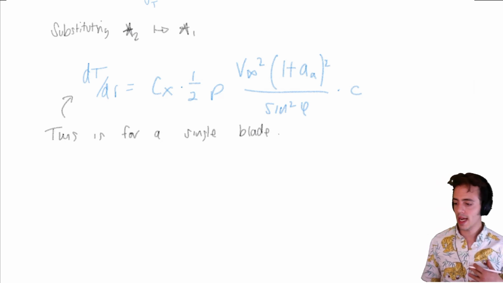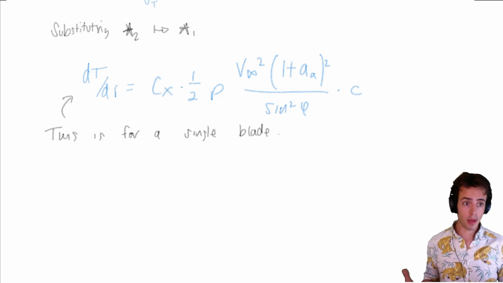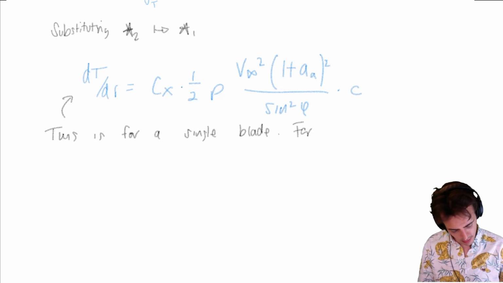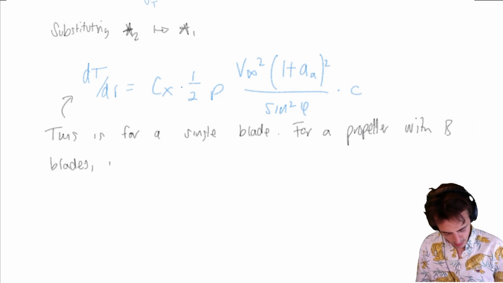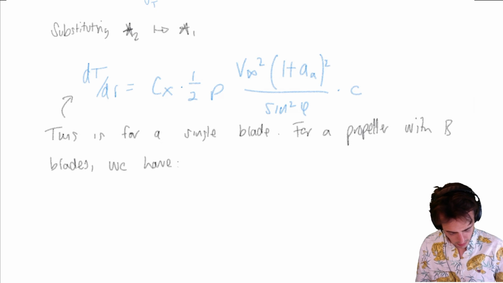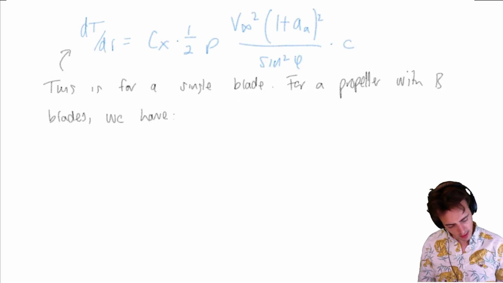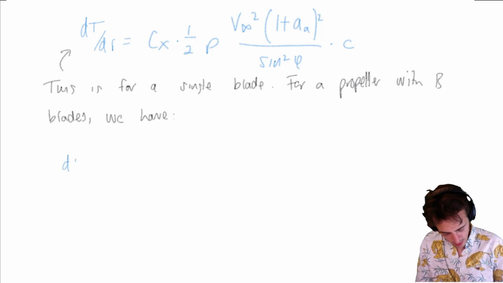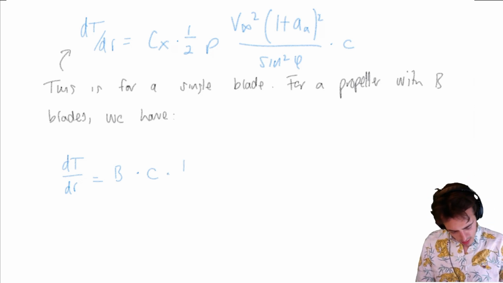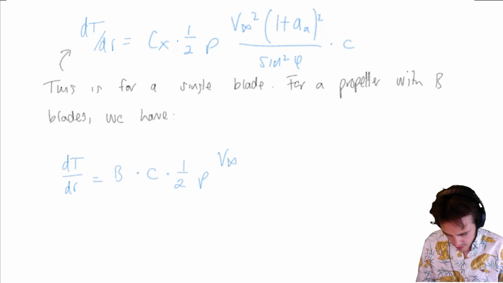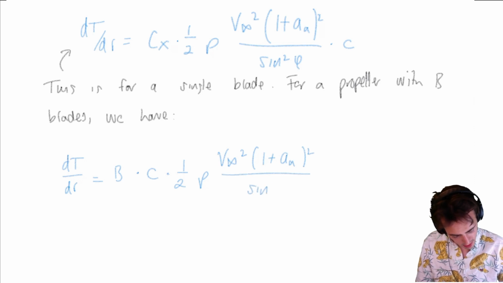Propellers tend to have more than one blade. The symbol that we give for the number of blades is an uppercase B. So we can then define the total, which is now just equal to the whole expression multiplied by B. So dT on dr is equal to B multiplied, I'm going to bring the c over to this side, B multiplied by c multiplied by a half rho V infinity squared, 1 plus a all squared, divided by sine squared phi.